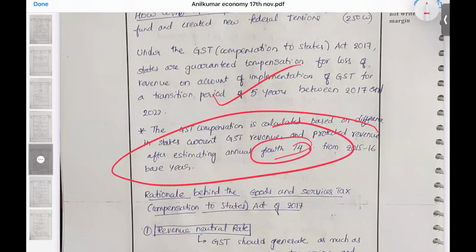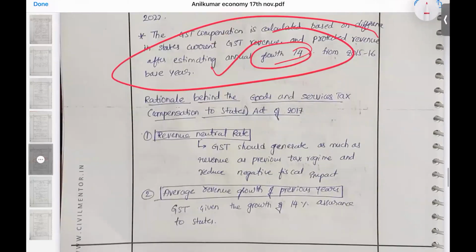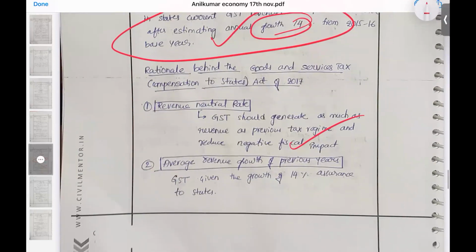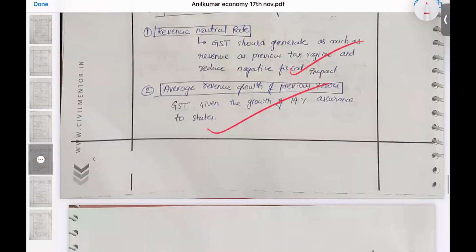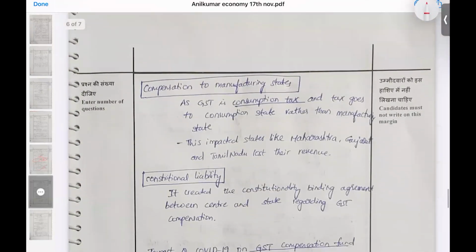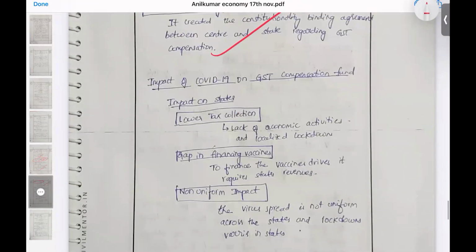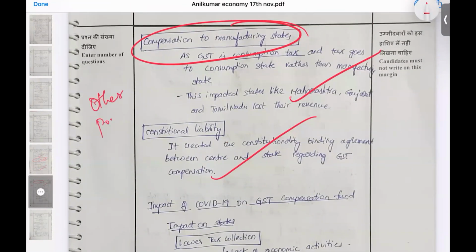Yes, annual growth of 14% is considered. Yes, compensation to manufacturing states. Other points as discussed, you write. What are the other points? Okay, sir.